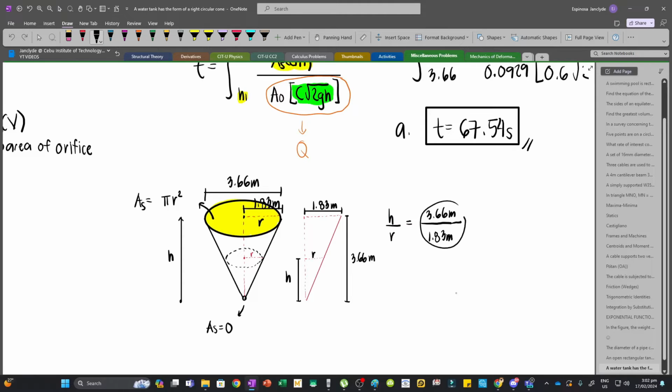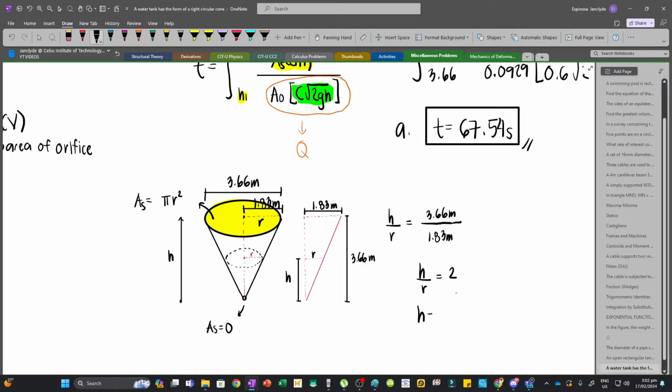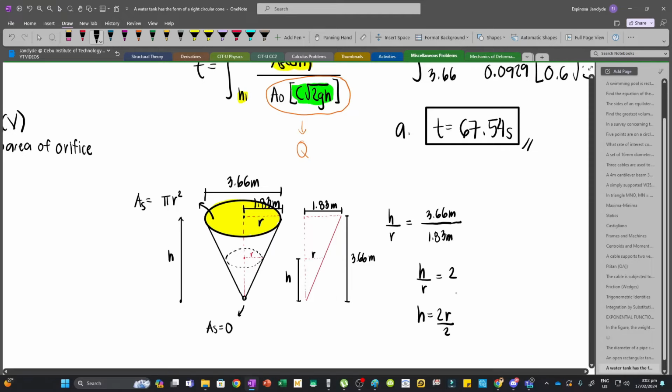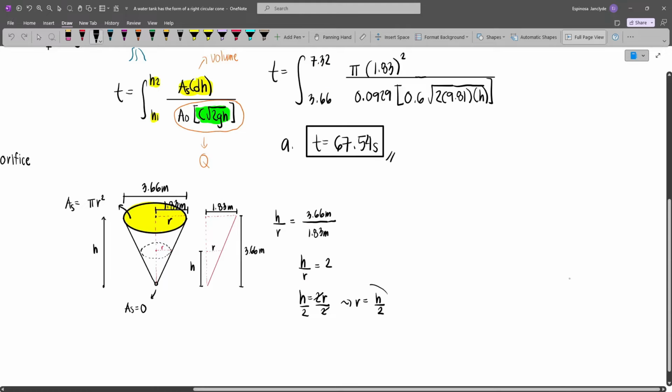And so diba, this will become 2. So h over r is equal to 2. And so h will be equal to 2r. And then divide natin by 2. Our r is actually h over 2. Yan. Ito yung equation natin.